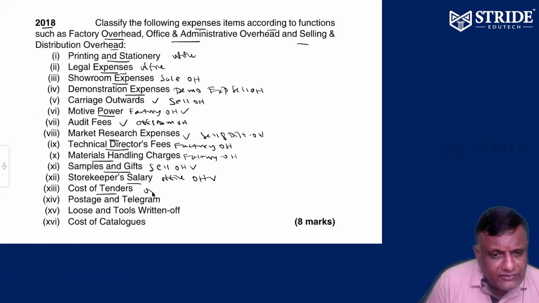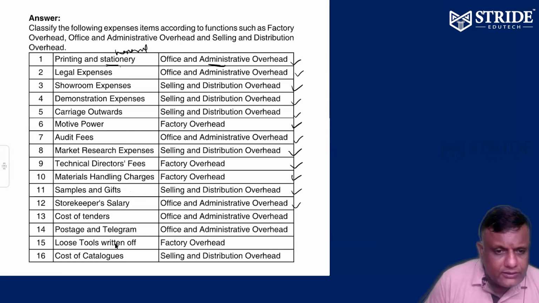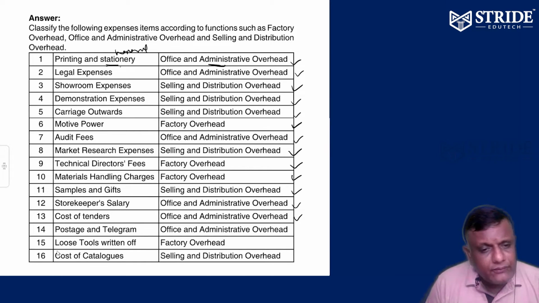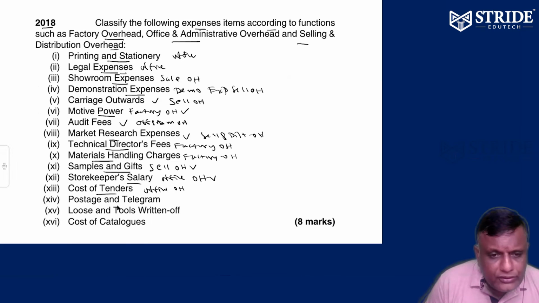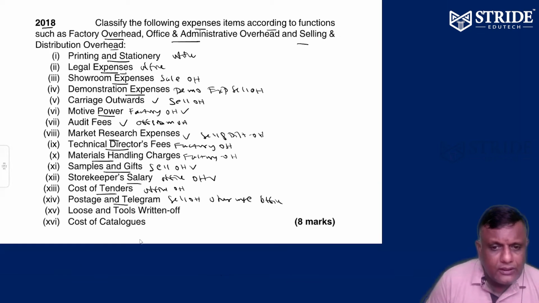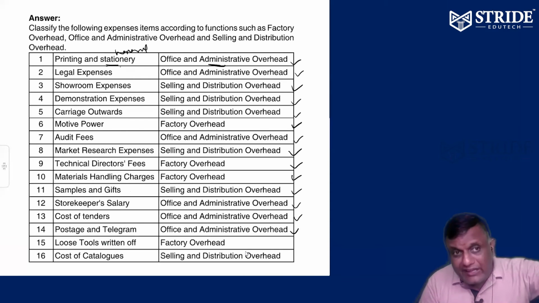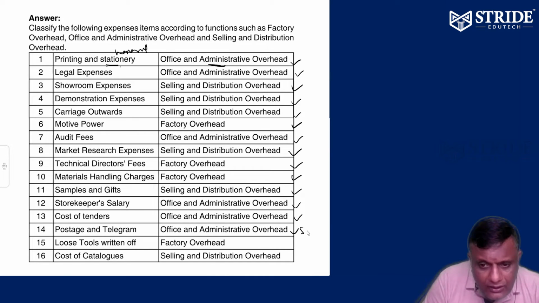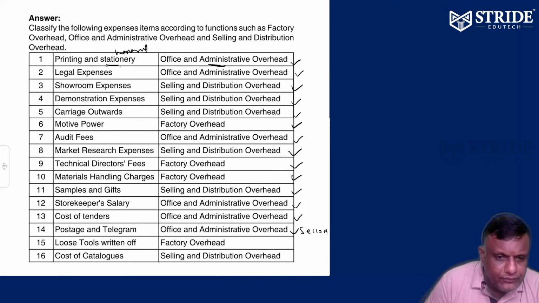Next, cost of tender. That's related to office overheads. So tender cost, office and administration overheads. Right. So postage and telegram, relevant for selling overheads generally. Office also uses postal and telegram. Generally sales means sales, otherwise office. You may not know, but you can give an idea. Postal telegram is related to selling and also relevant for office. Either office or selling overheads. That's it.